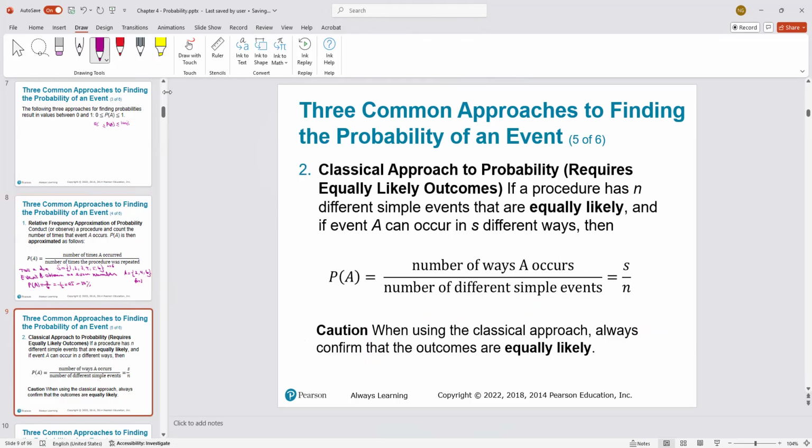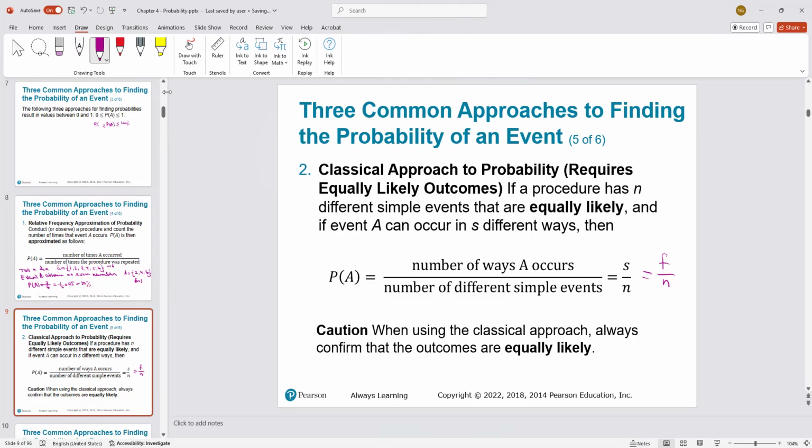Now, we see again, the classical approach to probability requires equally likely outcomes. If a procedure has n different simple events that are equally likely, and if event A can occur in s different ways, then the probability of A equals the number of ways A occurs over the number of different sample spaces. Again, it's s over n, or you can say frequency over the sample size or the population size, etc. So that's very important to see.